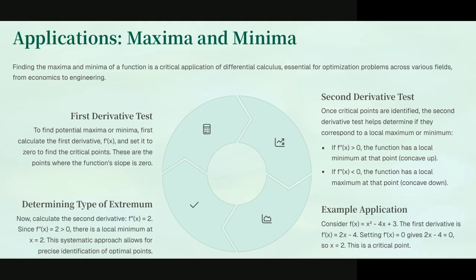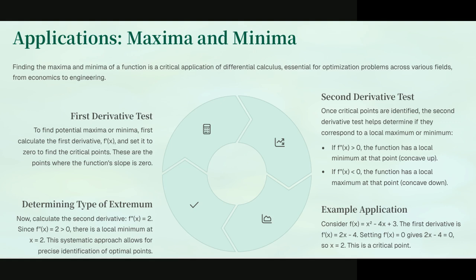And that is where you do your second derivative test. When you identify the critical point, the second derivative test helps you determine if the point is a maximum or a minimum. If the second derivative, that's f double prime of x, is greater than 0, then the function has a local minimum, right? If it's less than 0, the function has a local maximum, right?